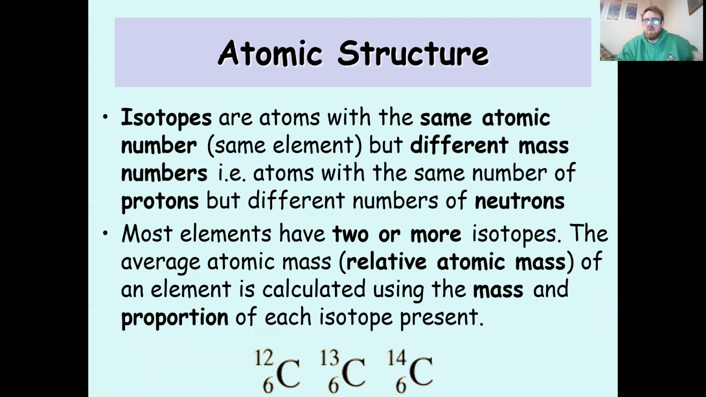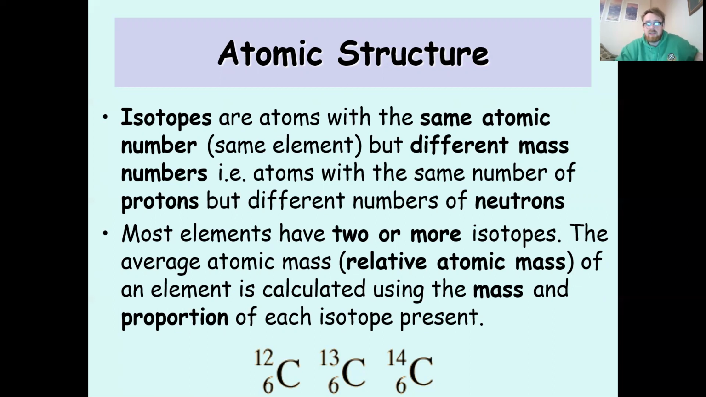Okay. Isotopes, very quickly. Isotopes have the same atomic number but different mass number. What that means is they have the same number of protons but different number of neutrons. For example, these 3 carbon atoms all have a different mass number but the same number of protons, which means it's the neutrons that are different that gives them that extra mass. Most elements have 2 or more isotopes. There's very rarely an element that only has 1 isotope.